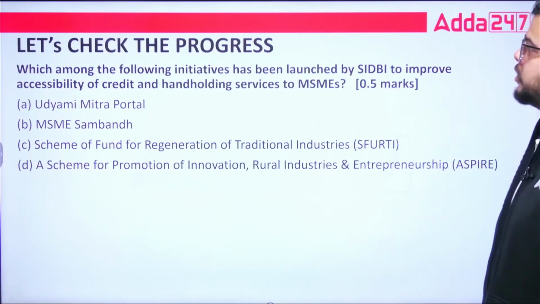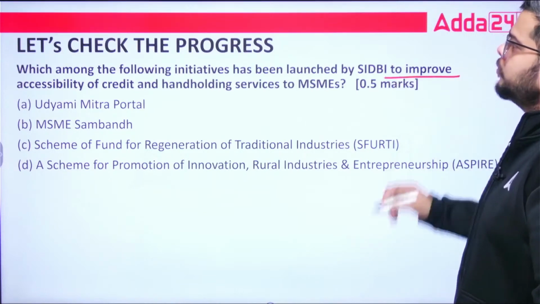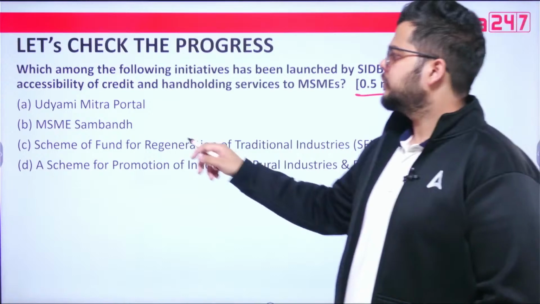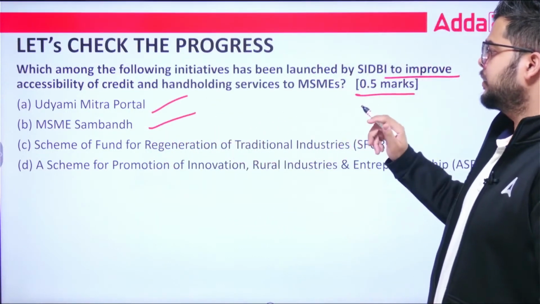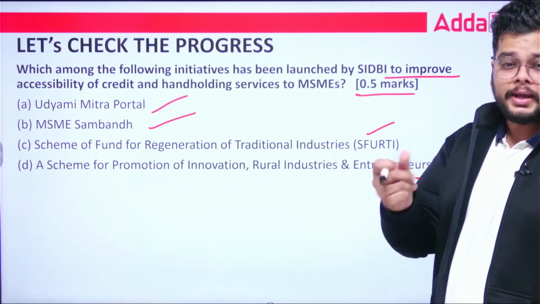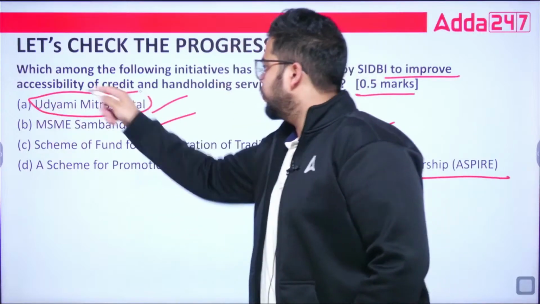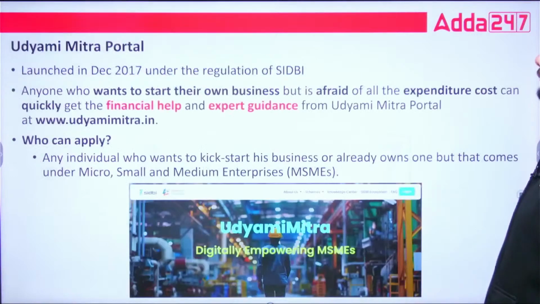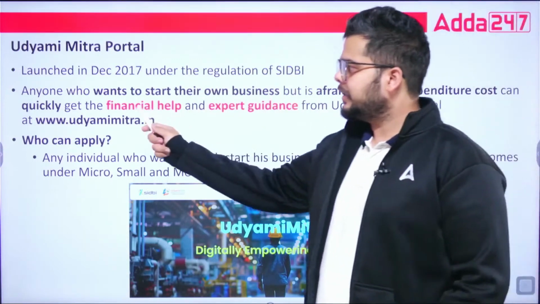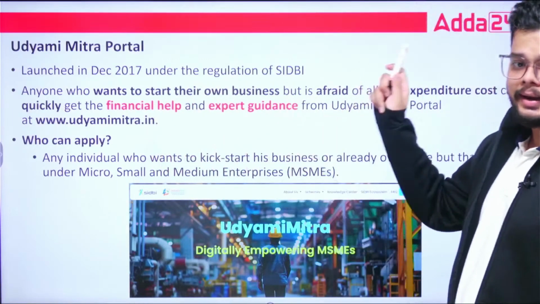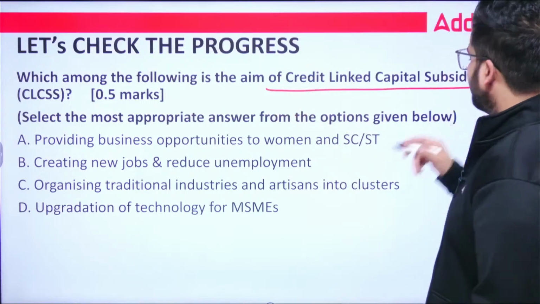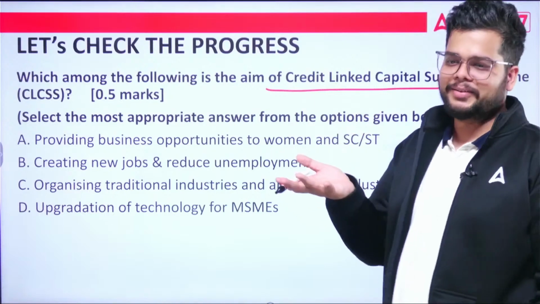Next. Which among the following initiative has been launched by SIDBI to improve the accessibility of credit and hand-holding services to MSMEs? 0.5 marker, very easy question. It is Udyami Mitra portal, MSME Sambandh, then SFURTI scheme or Aspire scheme. It is what? The portal via which we can quickly access the credit. Your Udyami Mitra portal. Option A will be the right answer here. Launched in 2017 under the regulation of SIDBI, the main objective was to quickly get the financial help and expert guidance from the portal. Next. Which among the following is the aim of CLCSS? That we have already discussed, but still if you want to answer, you can answer the question.